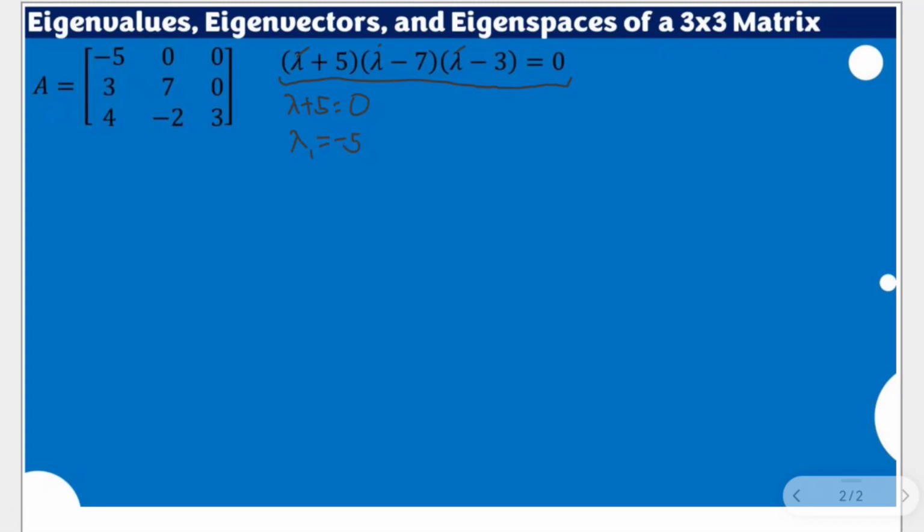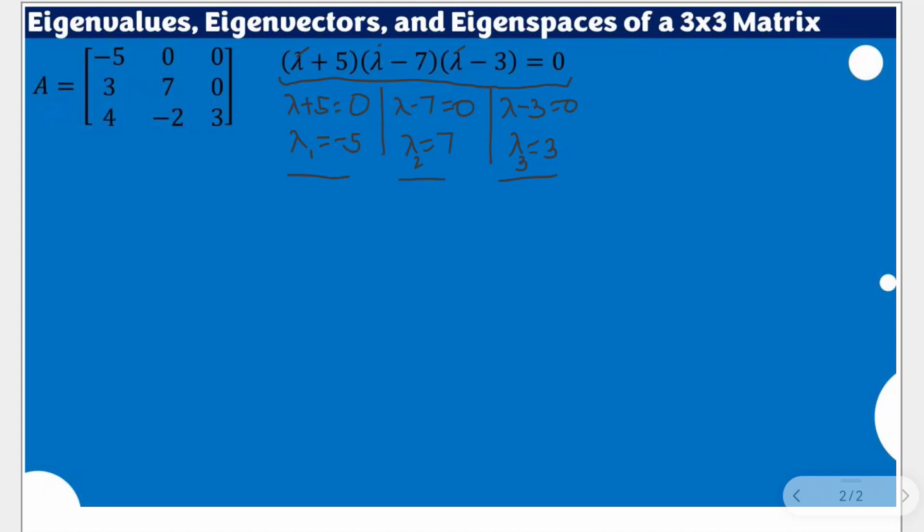The next value is when we have lambda minus 7 equal to 0. In short, the second lambda is 7. And for the third one, you will have lambda minus 3 equal to 0. So the third lambda, or the third eigenvalue, is positive 3. Now, these are the three different eigenvalues of this 3 by 3 matrix. Again, this was made possible using the characteristic equation that we were able to solve in the previous video.